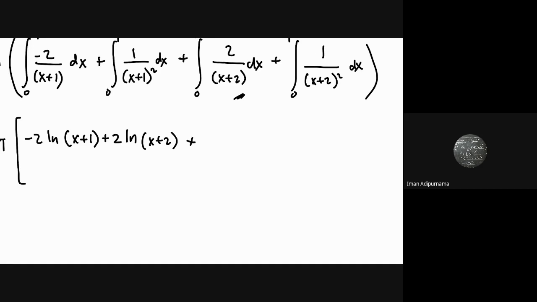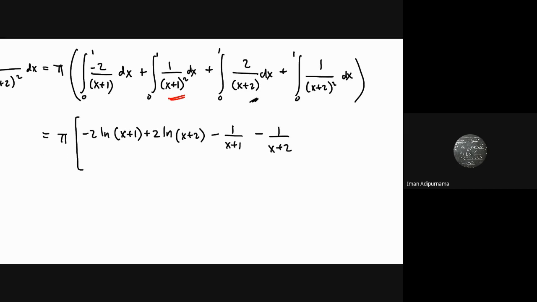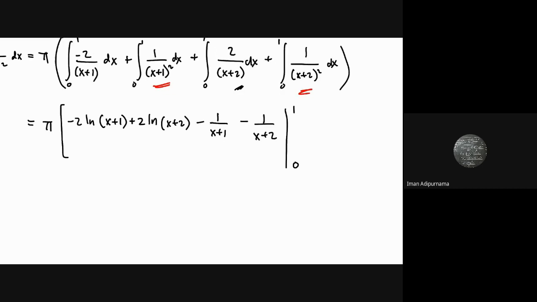And this one will be -1 over x, right? So we can write this -1 over x plus 1 and -1 over x plus 2. Okay, for this part. And then the whole thing is evaluated from 0 to 1.